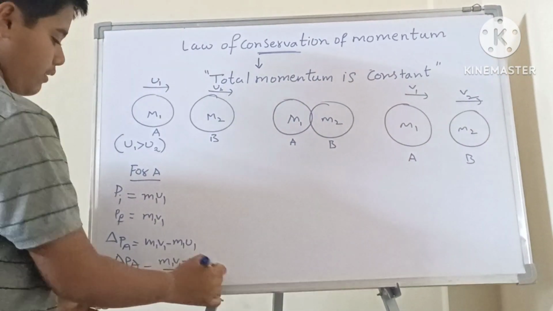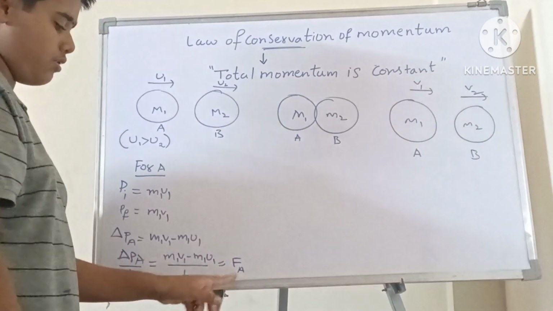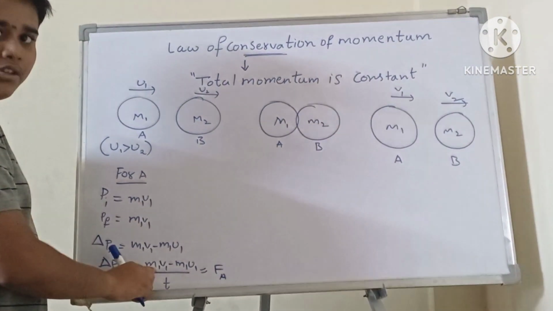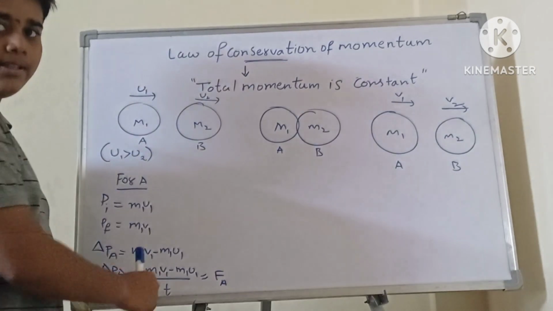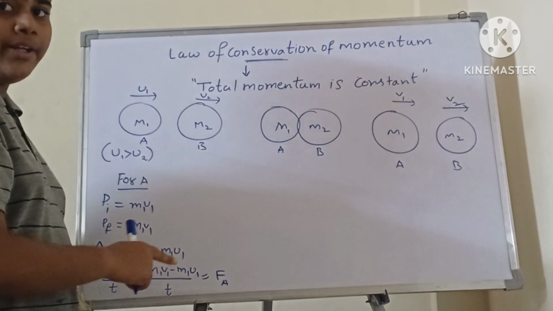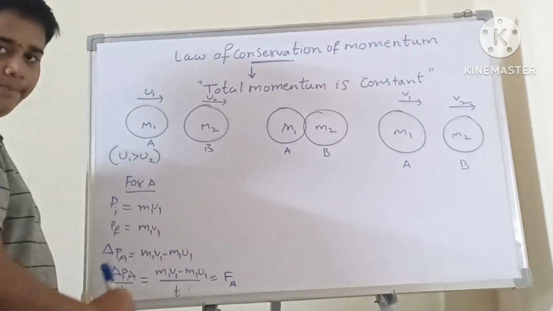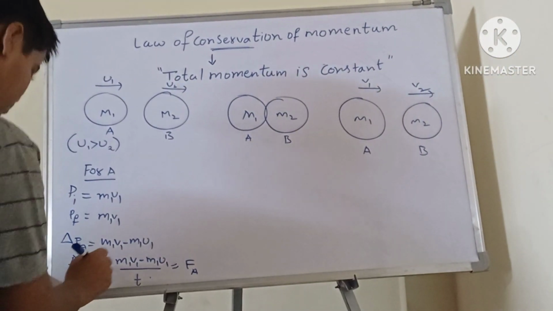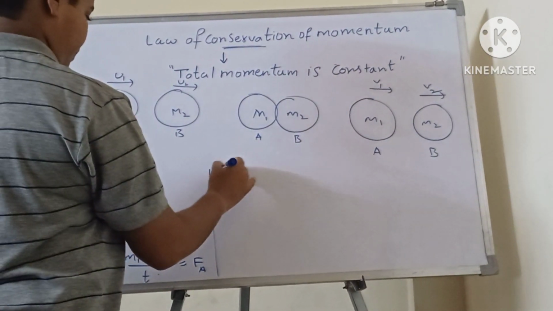Okay? This is FA. FA means force of A. This is force because if you take M1 common, M1 into V1 minus U1 by T, which means like the formula of M into V minus U by T. So this is force of A.